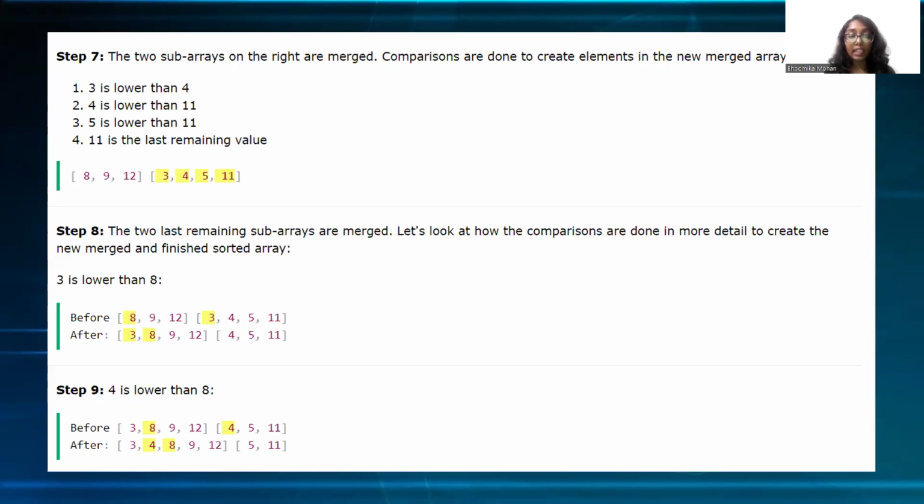3 is lower than 8. So before the sorting and merging takes place, the two sorted arrays are 8, 9, 12 and 3, 4, 5, 11. And after the sorting and merging, it looks as 3, 8, 9, 12 and 4, 5, 11. Step 9 is 4 is lower than 8. So before the sorting and merging, it is 3, 8, 9, 12 and 4, 5, 11. And after it looks like 3, 4, 8, 9, 12 and 5, 11.